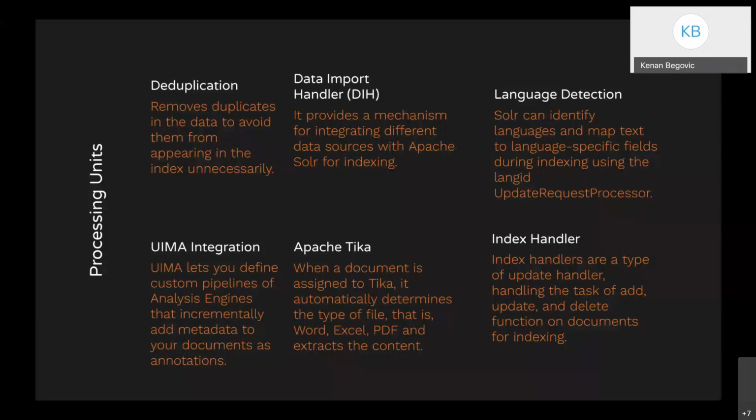There is also a component for language detection during indexing. So Solr has the capability to identify languages and map text to language-specific fields during indexing using something called LangID update request processor. In this case, there are three, again, external libraries that are used. One is the one mentioned, Apache Tika, which has a built-in feature for language detection. Then there is something called LangDetect, and there is the OpenNLP language detection module that also can be integrated with Solr.